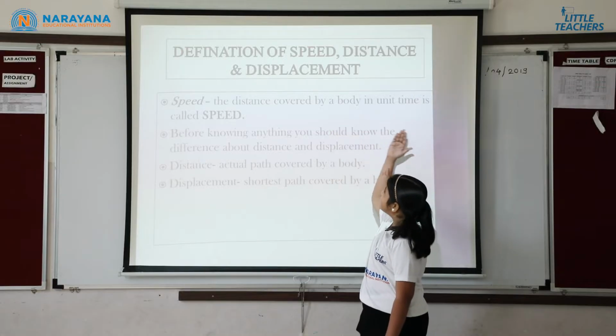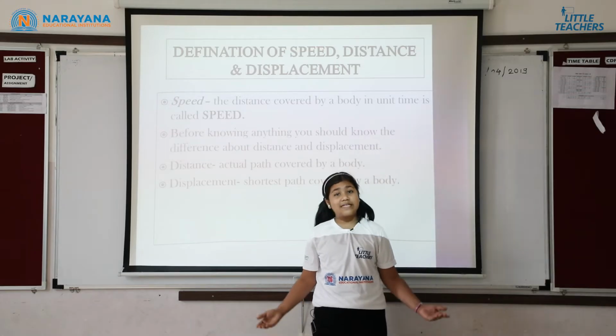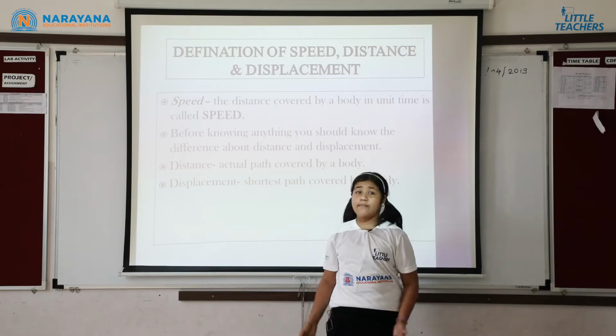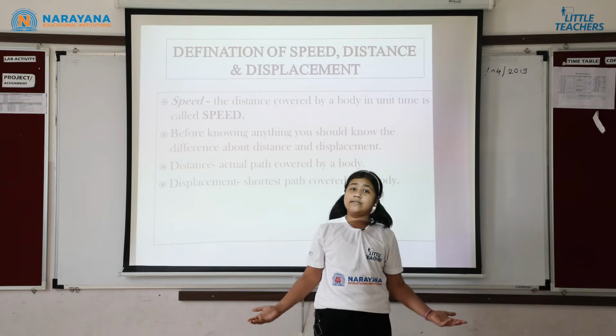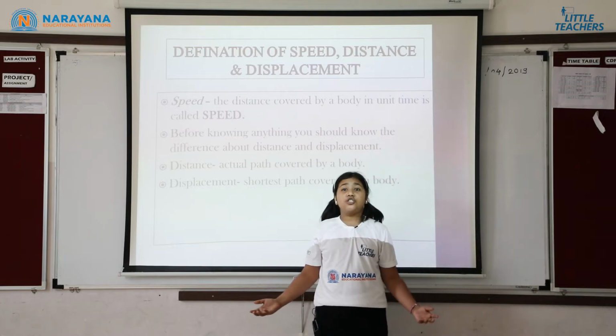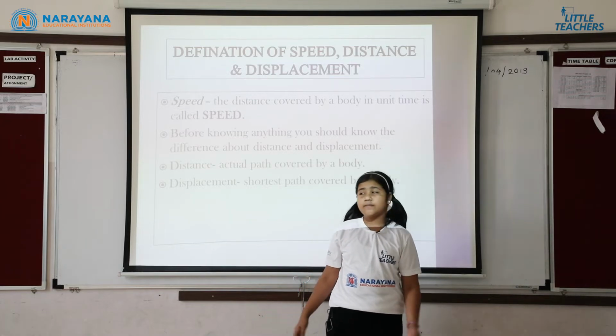Definition of speed, distance and displacement. Speed: the distance covered by a body in unit time is called speed. Before knowing anything, you should know the difference between distance and displacement. Distance: the actual path covered by the body is known as distance. Displacement: the shortest path covered by the body.